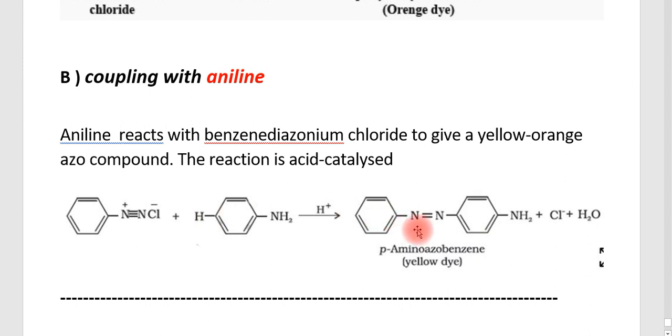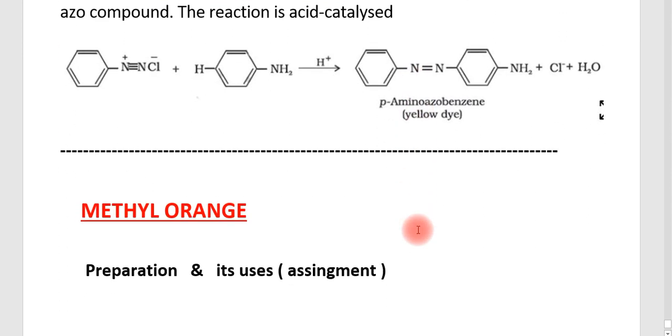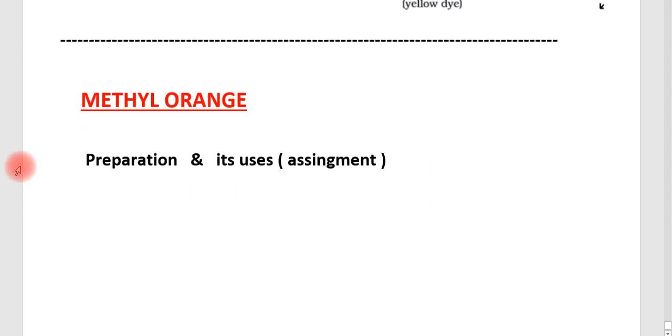Okay, so that is all about these benzene diazonium salts. And one assignment is for you, that is methyl orange. You know what methyl orange is? It is also an azo dye. So just write down the preparation of methyl orange and its major uses and synthetic applications. So it is an assignment for you. Thus we completed this module, the chemistry of functional group 2. I think it's clear for you.